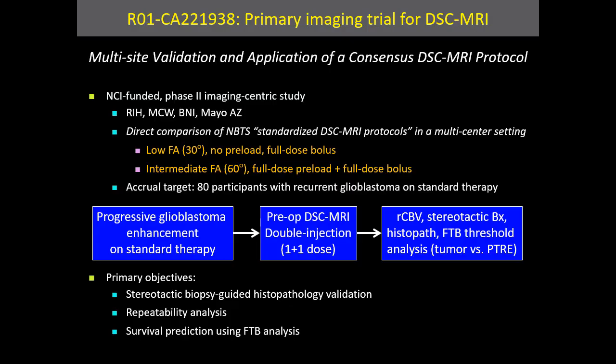So I just want to finally mention a couple trials that are ongoing to test these concepts and to establish the utility of CBV in the clinical setting. We submitted a primary imaging trial for DSC entitled Multi-Site Validation and Application of a Consensus DSC-MRI Protocol. This is NCI-funded at 4 participating sites, and it is providing a direct comparison between this low flip angle, no preload scheme and the intermediate flip angle, full dose preload scheme using stereotactic guided biopsies of patients with recurrent glioblastoma on standard therapy. And so we're going to establish the tissue validity of this low flip angle technique and demonstrate its performance in comparison to the thus far reference standard.